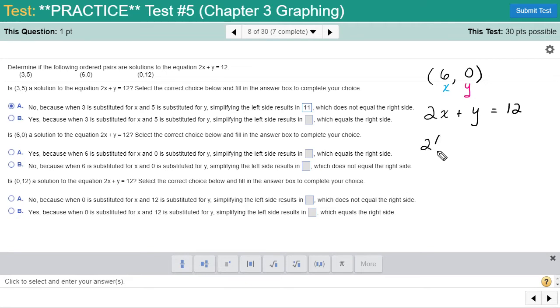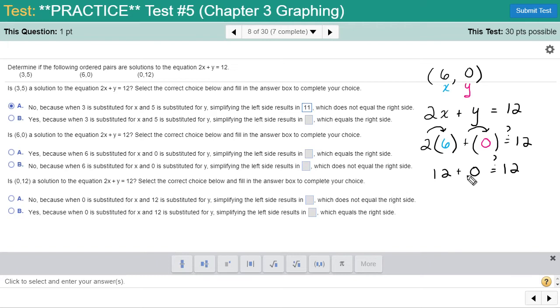So 2x, but again we're going to plug in the value of x, in this case 6, plus y. Well, in this case we're not going to use the y, but rather we're going to substitute the value for y from our point and determine, is that equal to 12? Well, let's clean up the left hand side here by distributing. So 2 times 6 is 12. Distribute here. Positive 1 times 0, well, is still 0. Does that equal 12? That's what we're testing.